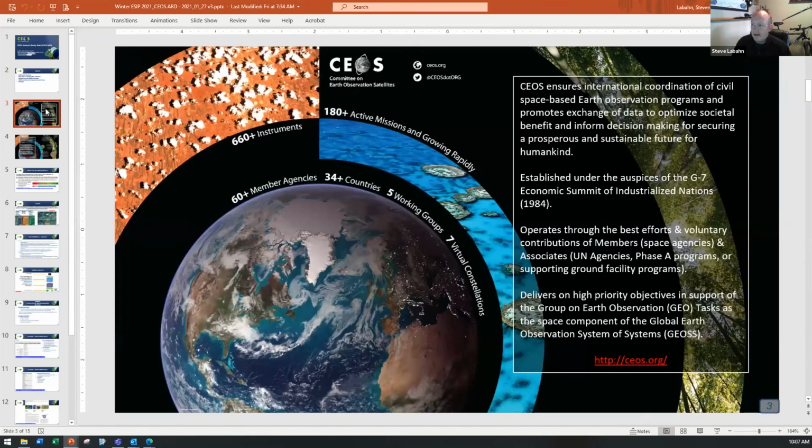So real quickly on CEOS, many of you may already be familiar, but this was a group formed back in 1984. It's really an international coordination group of civil space-based Earth observation programs that is really focused on promoting exchange of data and this interoperability question. And today it's comprised of over 60 members from over 34 countries. And within that are 5 working groups and 7 virtual constellations, of which the land surface imaging virtual constellation is one.